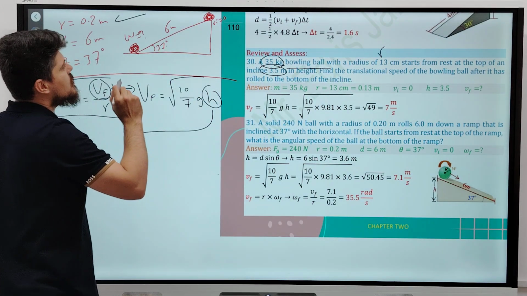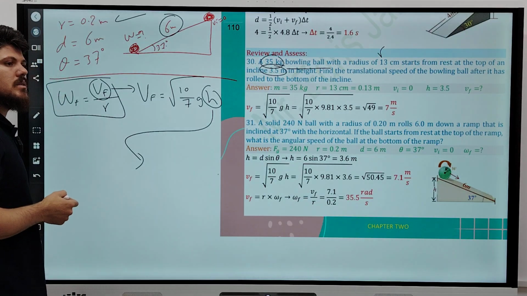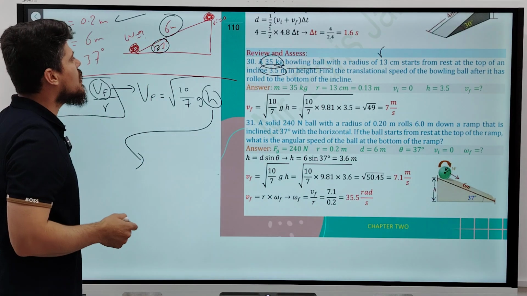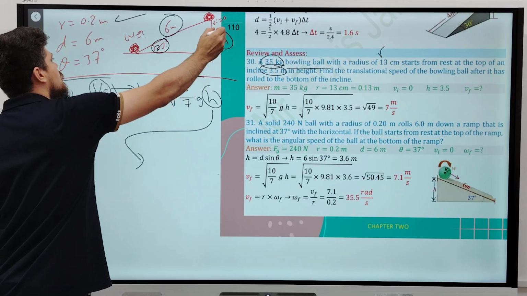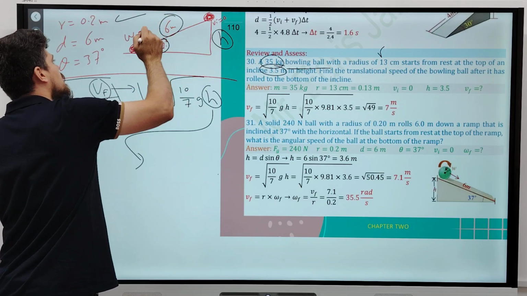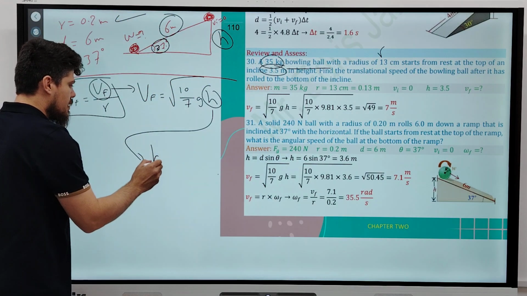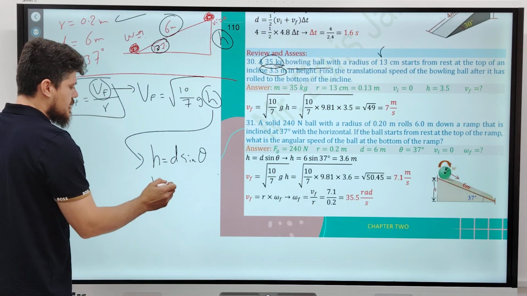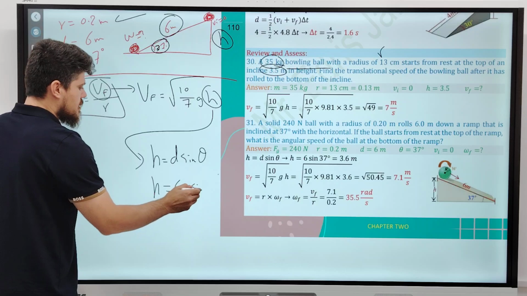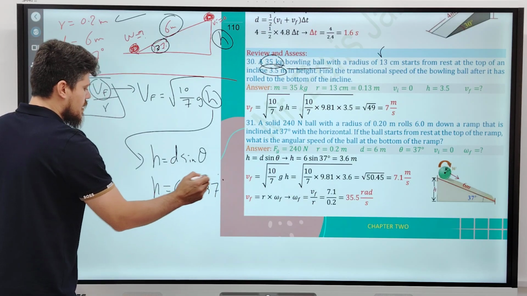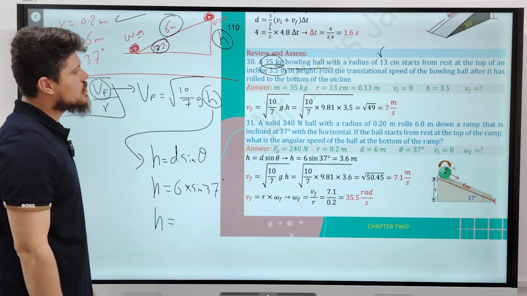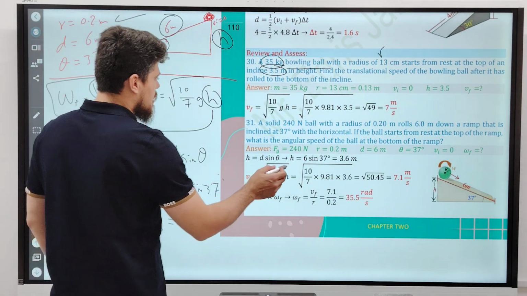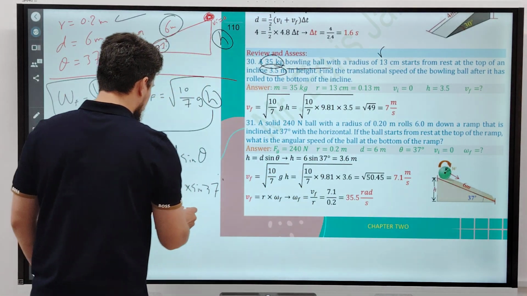So you have to look at the question. Do we have the distance of the incline? Yes, it is given. And also the angle of the incline is given. According to the Pythagorean theorem, H is equal to what? Is equal to D sine theta. H is equal to D sine theta. Replace 6 meter times sine 37. Height is equal to what? Is equal to 3.6 meter.